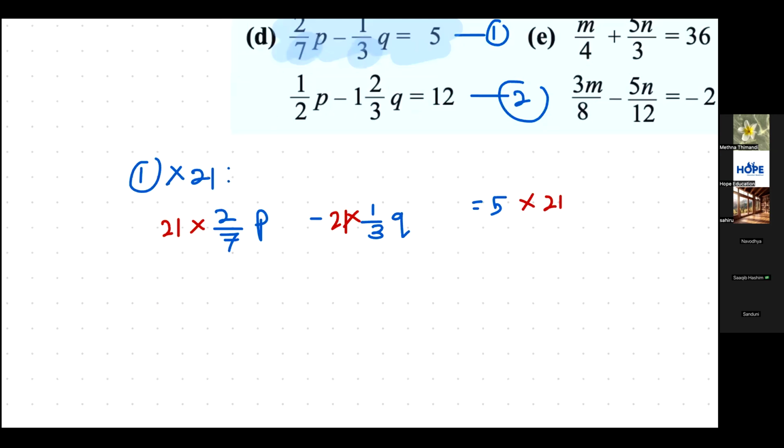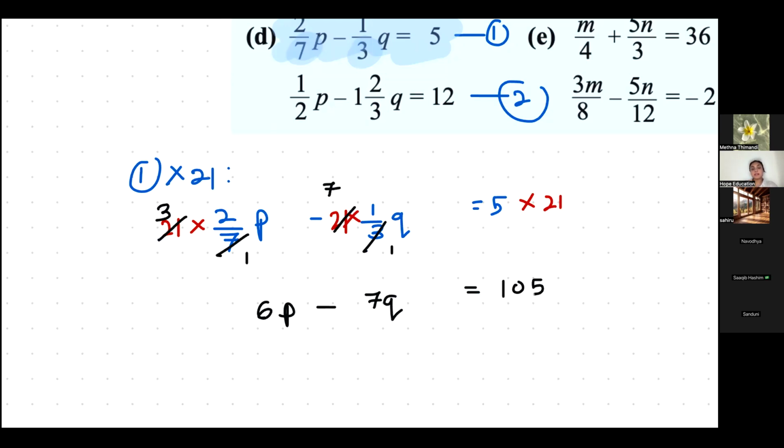7 times 1 is 7. 7 times 3 is 21. So ඒක කැපිලා යනවා. 3 times 1 is 3. 3 times 7 is 21. මෙයාවත් කැපිලා යනවා. Okay. So what do we have remaining? 3 times 2 is 6. So 6p minus 7 times 1 is 7. So 7q equals 5 times 21 is 105.